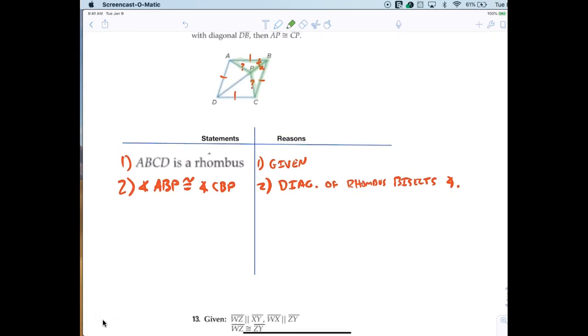If you're trying to state a triangle is congruent, highlight the triangle so you can see it. All right? So now, number 3, we say that PB is congruent to PB, and that would be reflexive property.